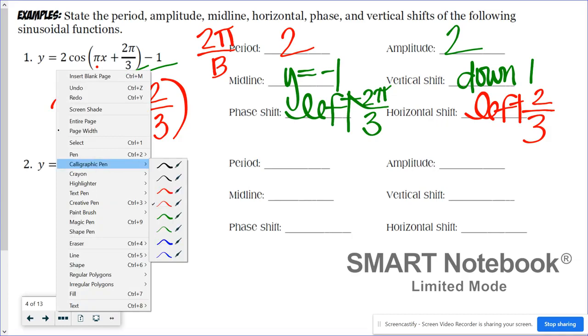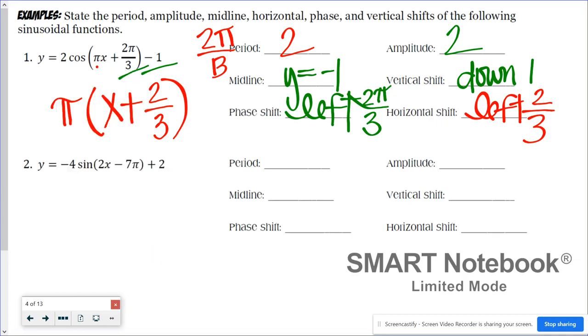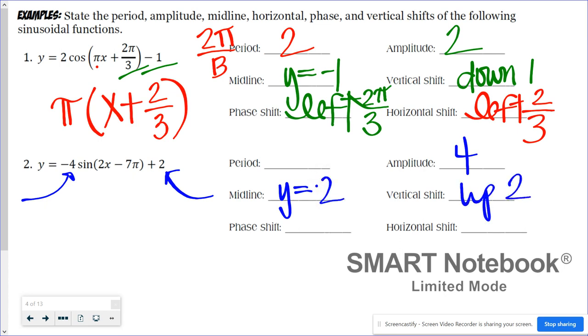Right, so we'll start by identifying things that are easy to identify simply by looking at the function in its given form. So in number 2, since a is -4, my amplitude is 4. The amplitude will always be positive. This +2 tells me 2 things. It tells me the midline is y equals 2, and it tells me that there's been a vertical shift up 2. And then this -7 pi. Minus means it's going to the right.